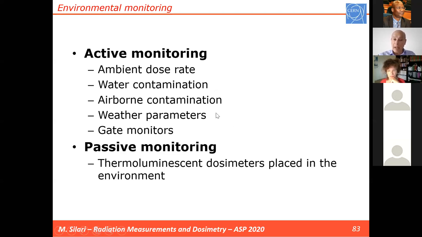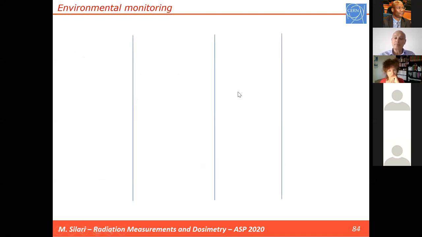We monitor weather parameters, to see what happens to the air extracted. We also have monitors to detect radioactivity that may be taken out of the site by cars, for instance. And then we have a set of thermoluminescence dosimeters for passive monitoring.